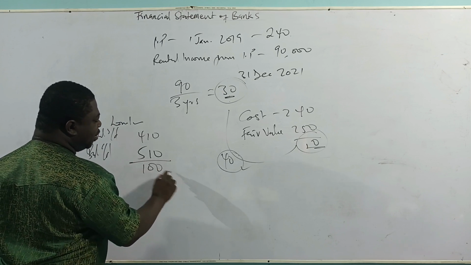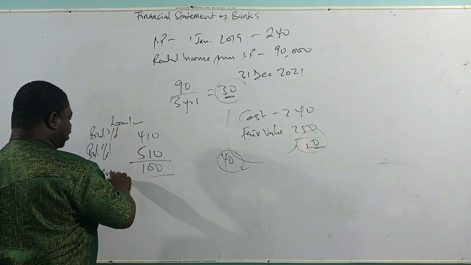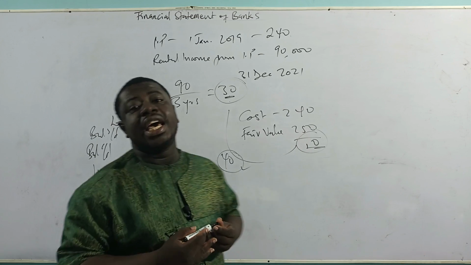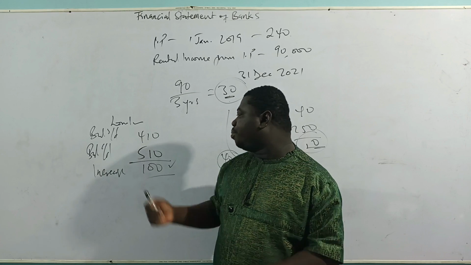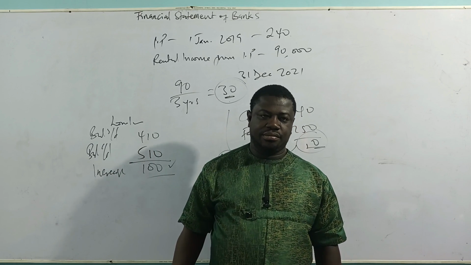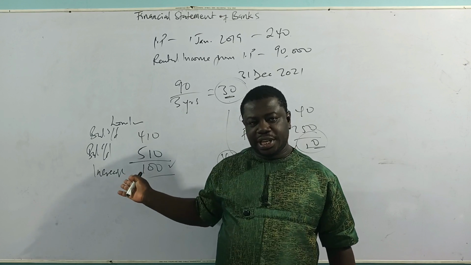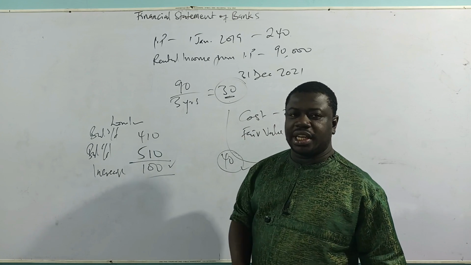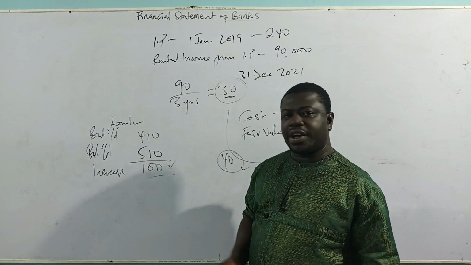So the difference means that there is an increase in provision of 100. This increase in provision will go as an expense. If there was a decrease in the provision, then it would have gone as income or other income. So please take note. But here there is an increase in provision, so it will go as an expense in brackets on the financial statement.